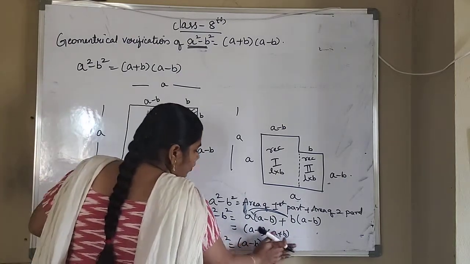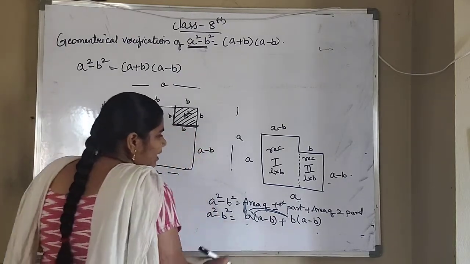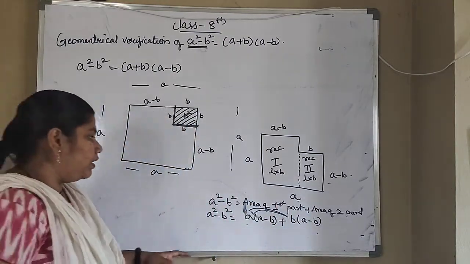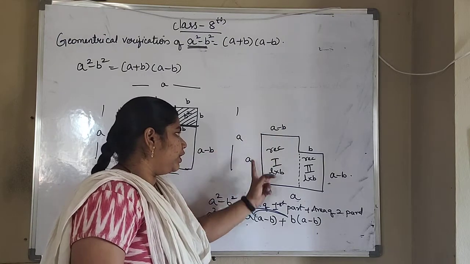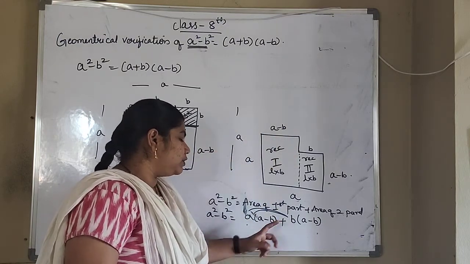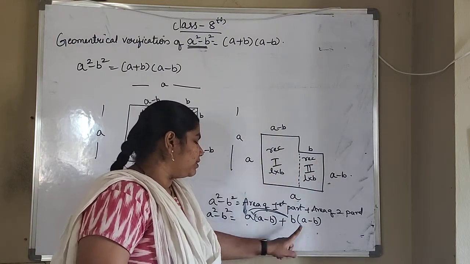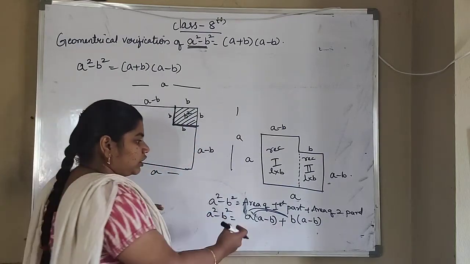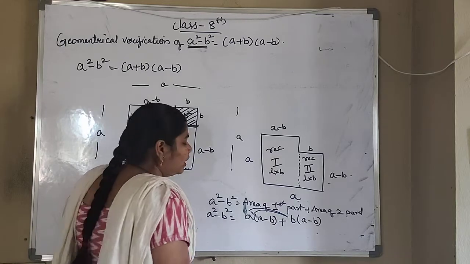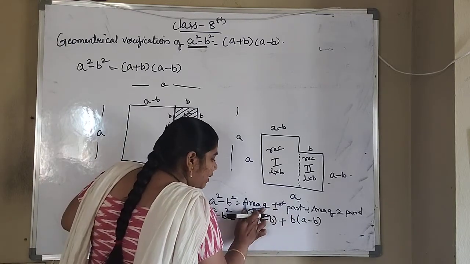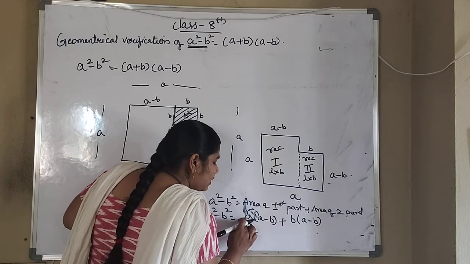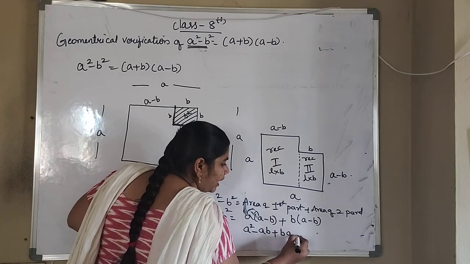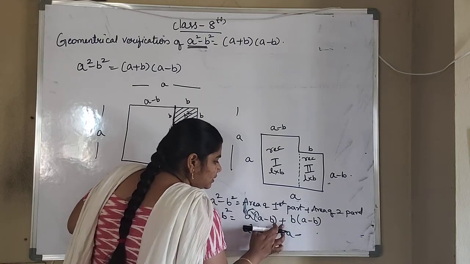If you are not getting this, you can directly multiply the terms also. What I got here is a into a minus b plus b into a minus b. The area of this rectangle is a into a minus b, and the area of this rectangle is b into a minus b. If you are not getting how to take the factorization, just multiply the terms. We have already learnt this. A into a will be a square, minus a into b is ab, plus b into a is ba, and plus into minus is minus.